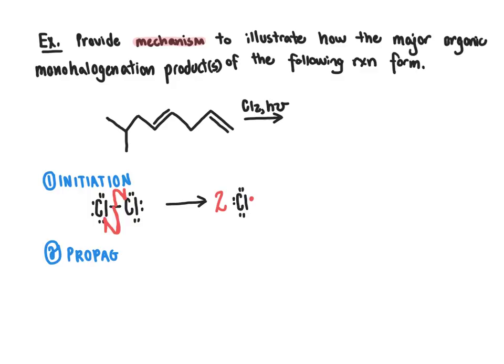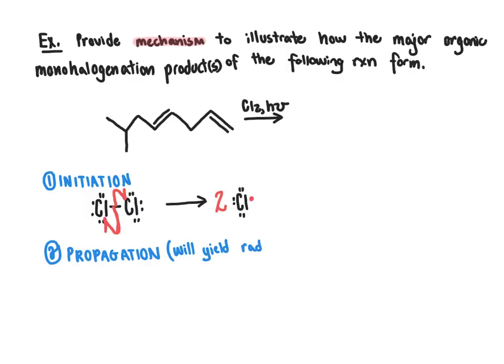products of the propagation steps can re-enter the mechanism. So we'll look at that as we go through the mechanism here to illustrate how these are defined as propagation steps. And what you're going to notice about propagation steps is that propagation steps will yield radicals.